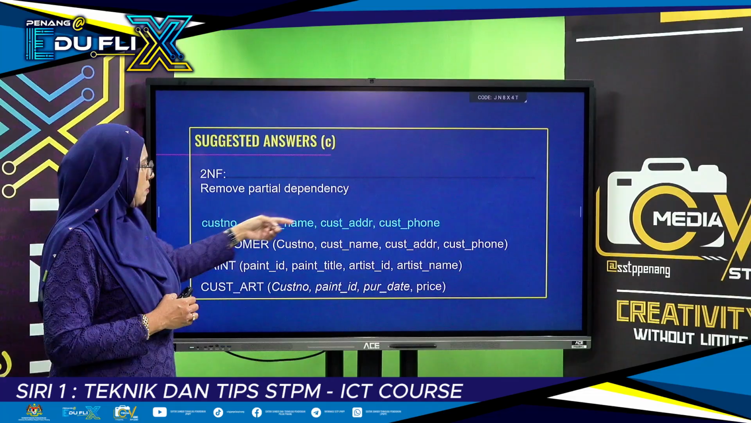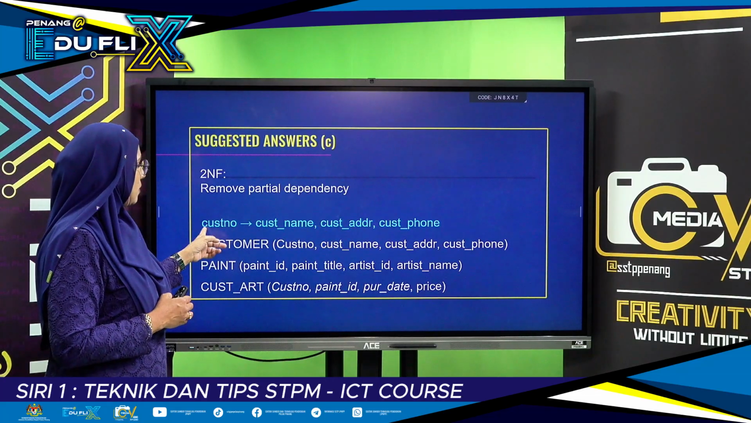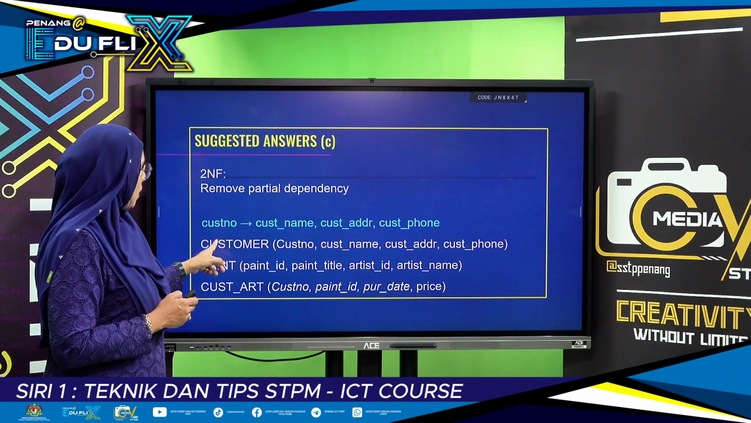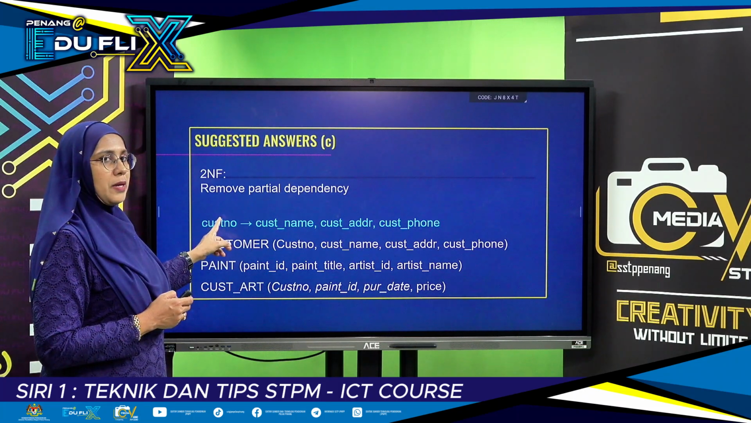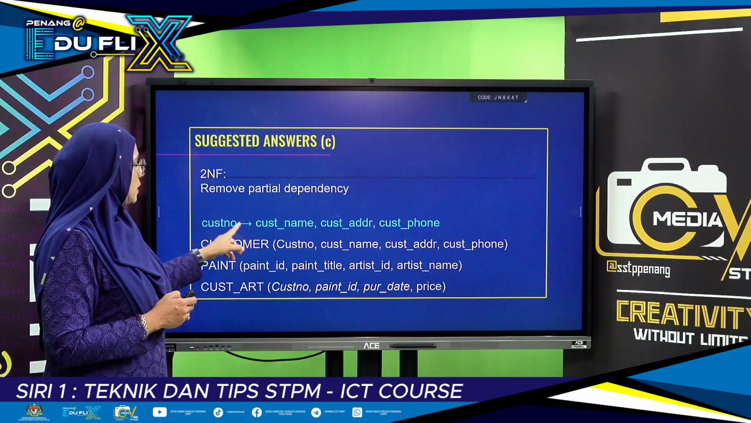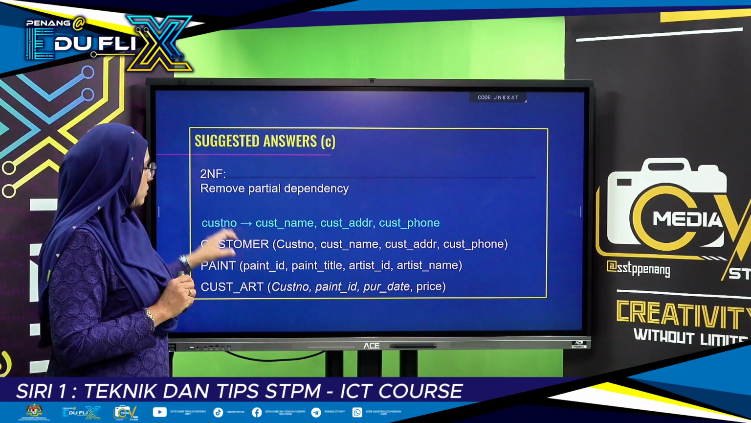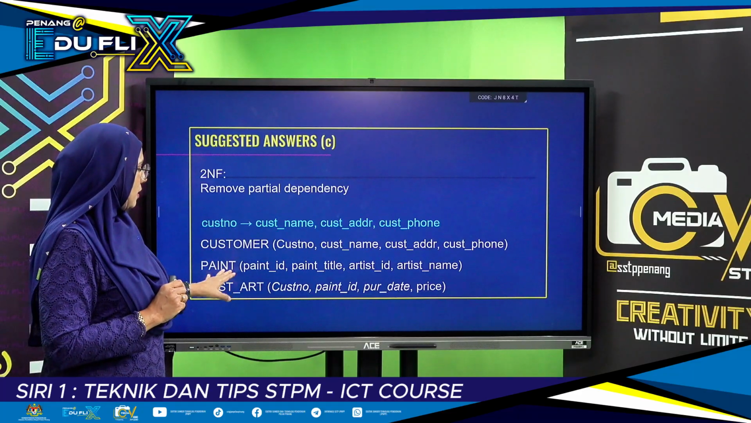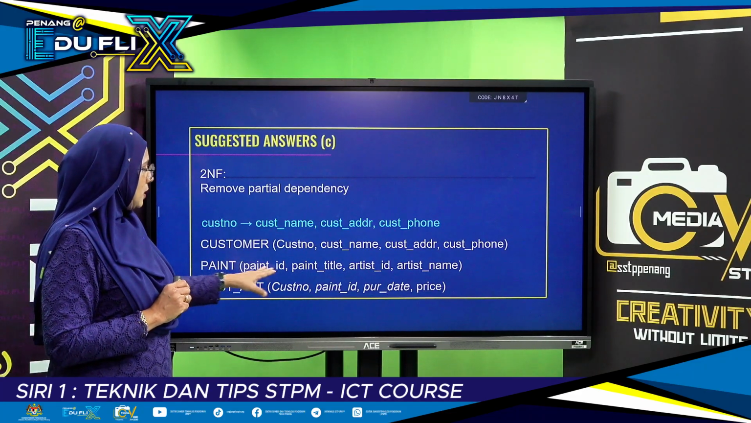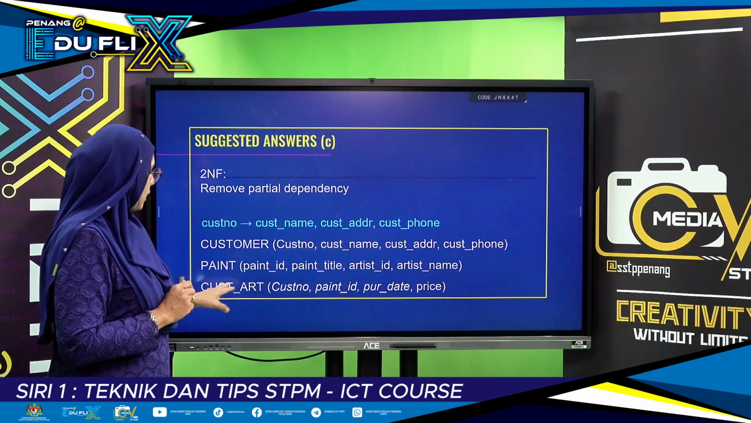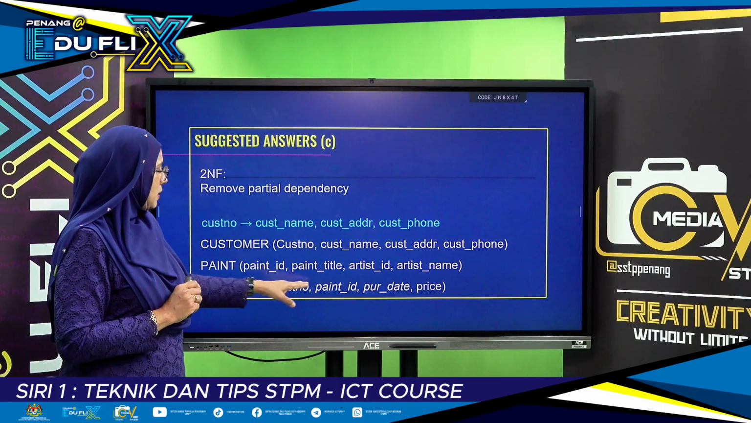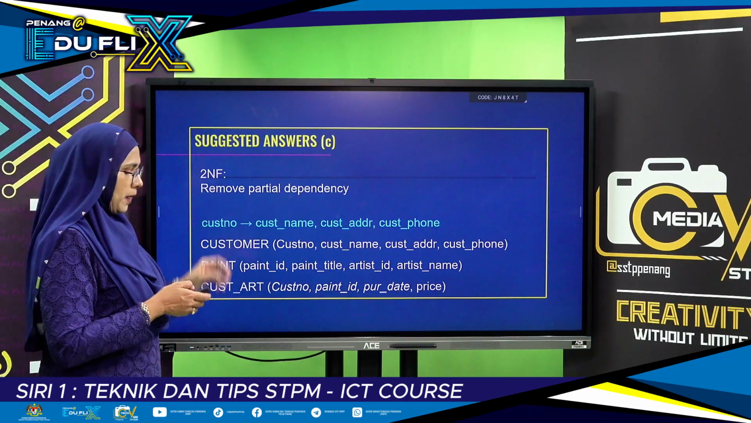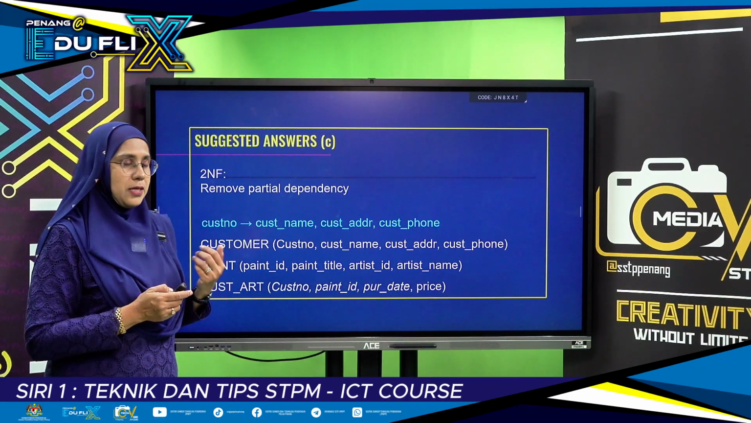Customer name, address and phone number depend on customer number, and you write the schema for that. This schema is based on this functional dependency. For functional dependency you must put an arrow. After you finish doing functional dependency, you write the schema. And then the next schema, paint ID, paint title, and so on. And then customer art, customer number, paint ID, purchase date and price. All these are from the previous functional dependencies that you have listed.